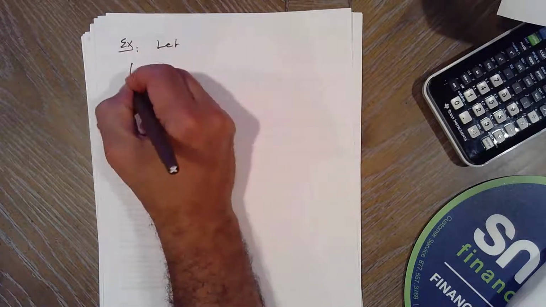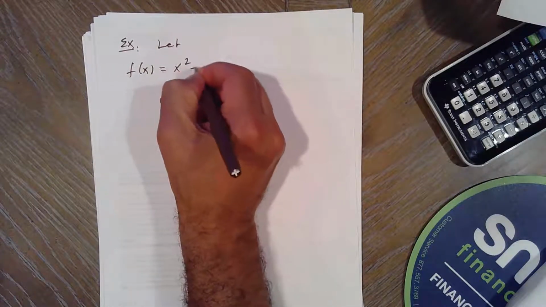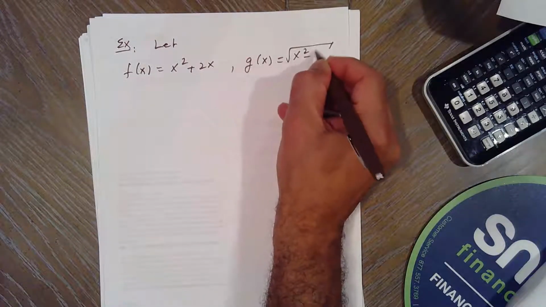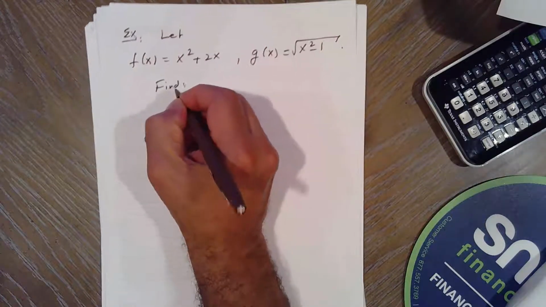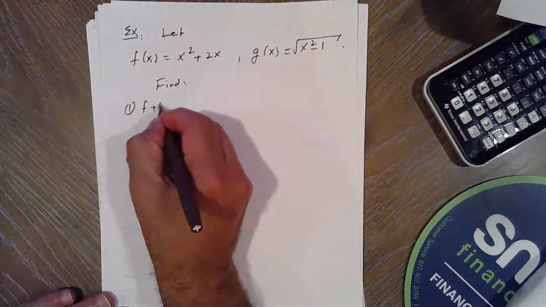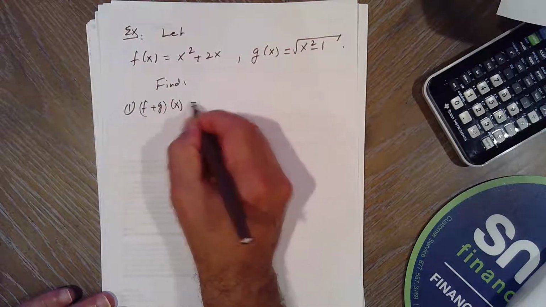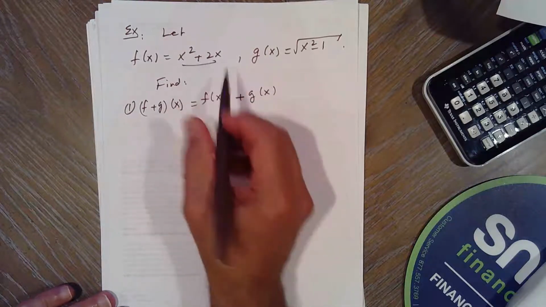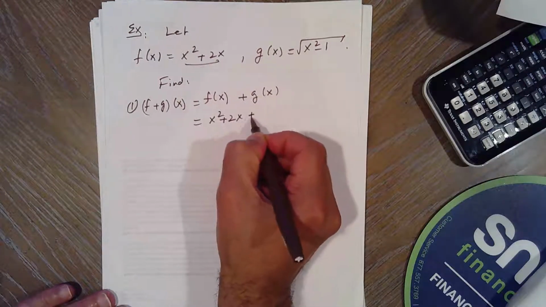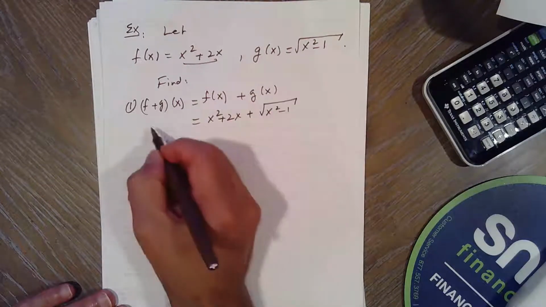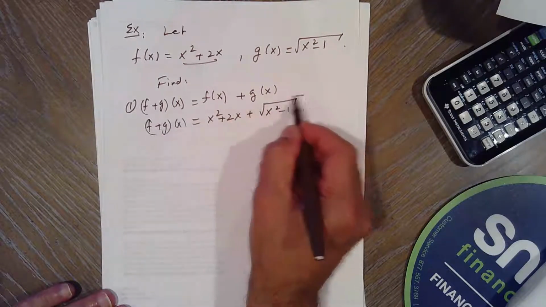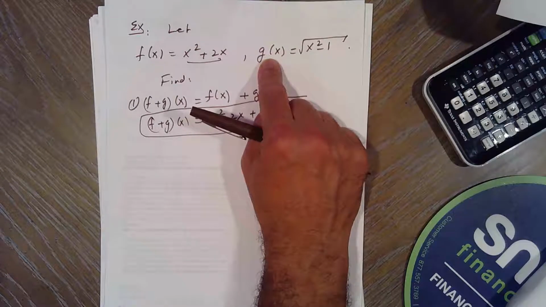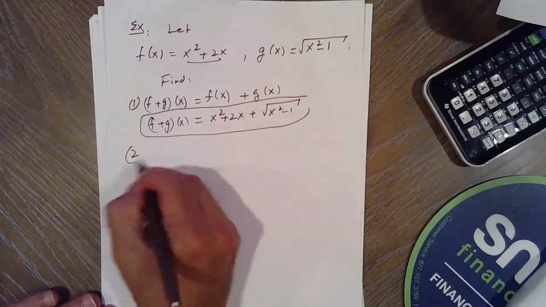Let f of x equals x squared plus 2x, and g of x equals square root of x squared minus 1. Find, first, f plus g of x. Well, by definition, this is f of x plus g of x. f of x is x squared plus 2x. g of x is square root of x squared minus 1. We don't have any numbers to plug in. We got an equation for f plus g, just like we have one for f, just like we have one for g.